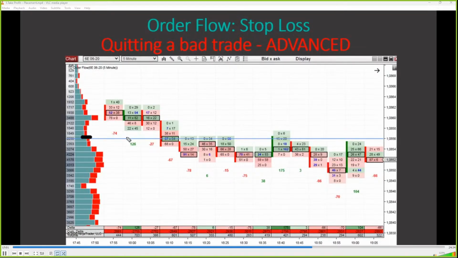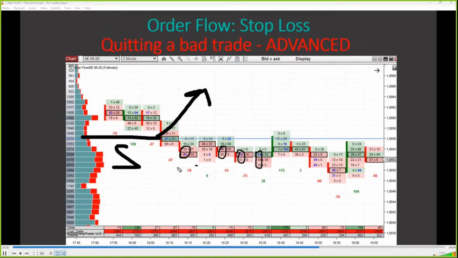Now, another example, imagine you have a support in here, you went long, but there's no reaction at all, the price is still slowly going through your level. Huge numbers on bid, there's a selling imbalance, again, big numbers on bid. Also in here, delta mostly negative, whole candles below your level, so the best thing to do is quit in here at break even.